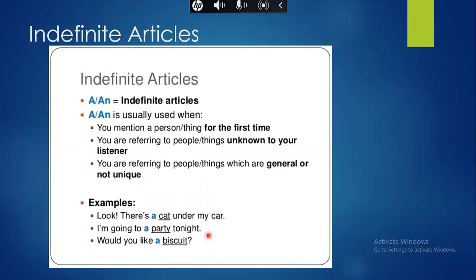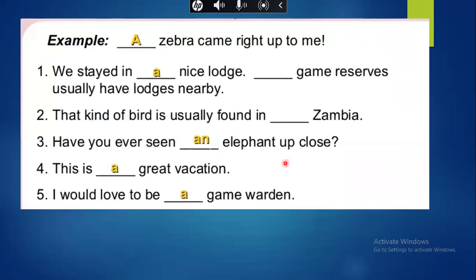Indefinite articles. Let's see the examples over here. Look, there's a cat under my car. I'm going to a party tonight. Would you like a biscuit? Let's come to another example. A zebra came right up to me. He stayed within a nice lodge.